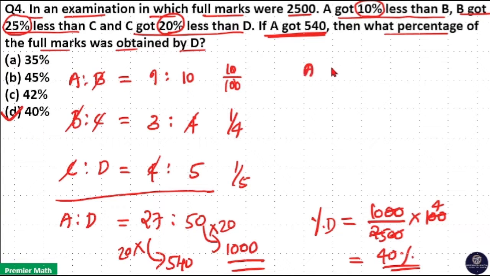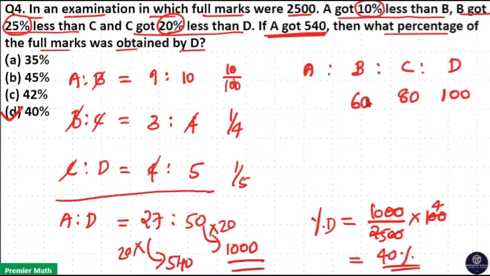That is A is to B is to C is to D. Here, let us consider D got 100 marks. Then C got 20% less than D. 100% is 100. Here 20% means 20. So 20 less than D means 100 minus 20, 80. Again, B got 25% less than C. So B got 25% less than C means, here 100% is 80, 10% is 8 and 5% is 4. That means 25% is 5 into 4, 20. So 20 less than C means 80 minus 20, 60.